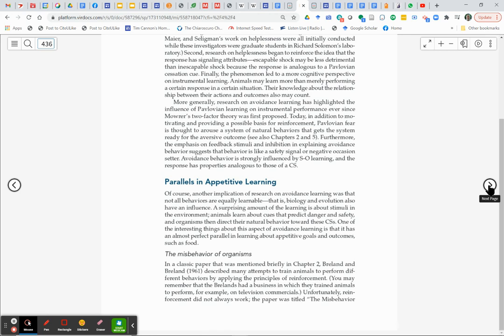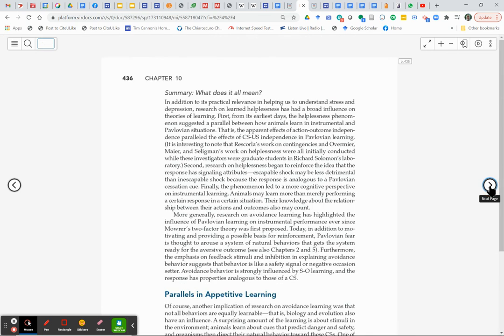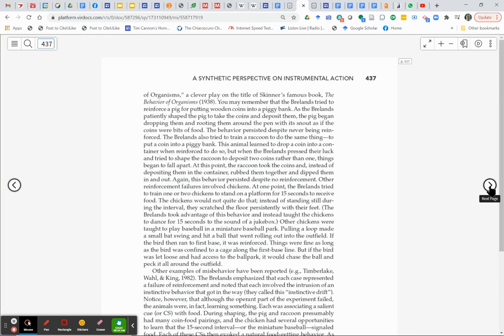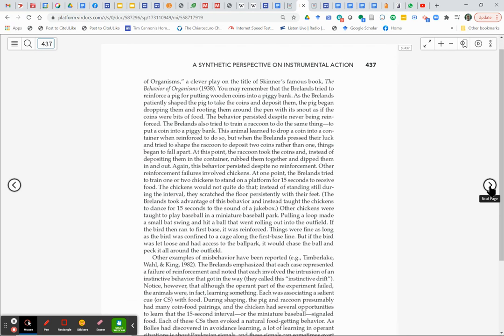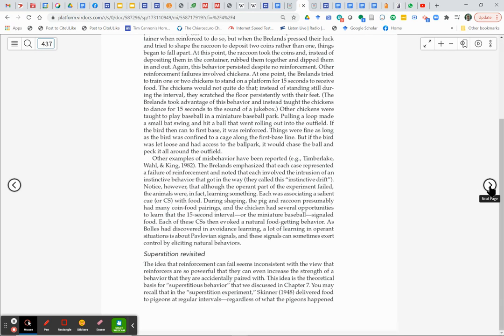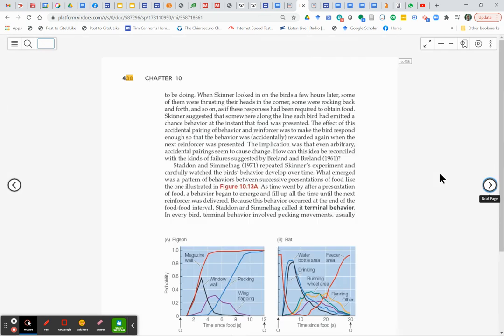So they would perform beautifully. If you were lucky, you would get your credit. If you continue to train them, they became Breland and Breland's animals. It was very frustrating for the college students. And there's a nice discussion of that and superstition, which came up earlier in the textbook.